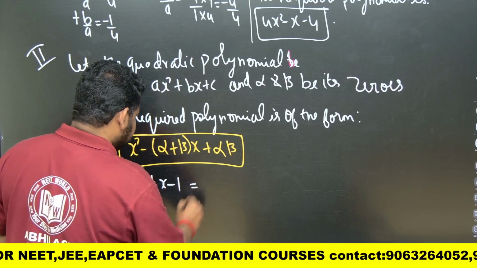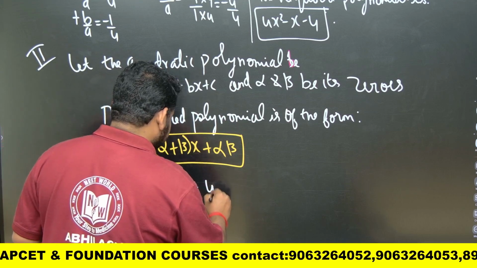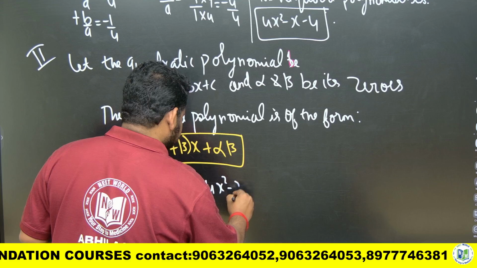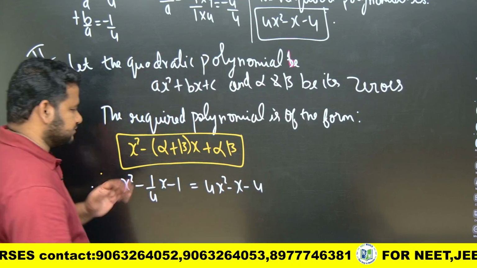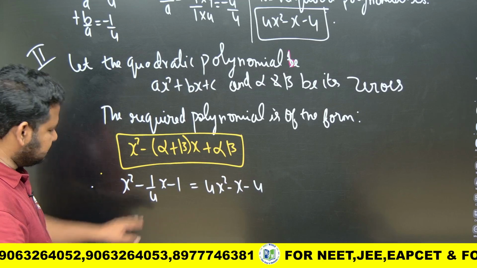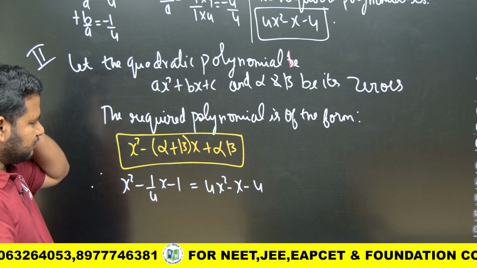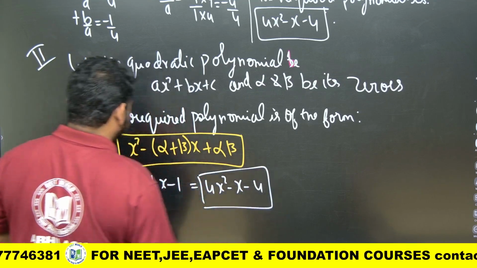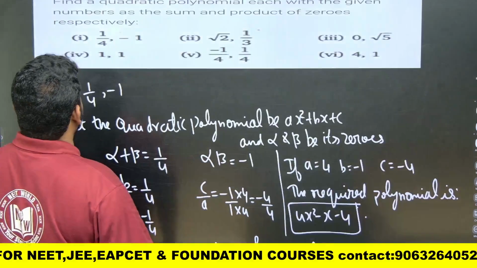If I take the LCM, I will get 4x square minus x minus 4. This is what I will get for this one, or you can keep it as it is. This 4 will go over to the other side; if you equate it to 0, 4 times 0 will become 0. So this is the quadratic polynomial that was required.